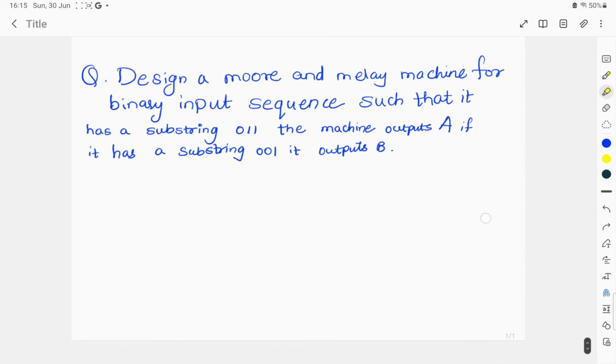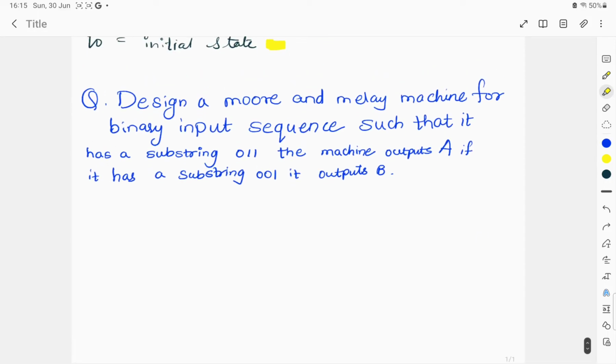The question is: design a Moore and Mealy machine for a binary input sequence. That means the input symbols are going to be 0 and 1, so sigma will be 0 and 1. This is the set of input symbols, such that if the particular string has a substring 0 1 1, then it is supposed to give the output 0 1 1.